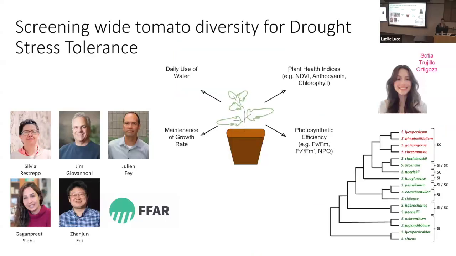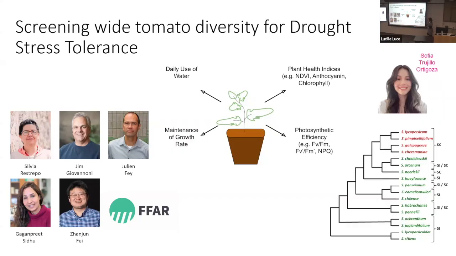The other thing that I want to just briefly mention, it's happy news. Recently, we have been awarded, together with a bunch of really amazing collaborators from BTI, this FFAR grant. So we've got Sylvia Restrepo, Jim Giovannoni, Julian Fay from our technology transfer office, Gagan from Myogenics, and Zhang Junfei is really the lead brain in here. And basically what we're going to do is screen the wide tomato diversity panel for drought stress tolerance. So Sylvia is going to do that for abiotic stress. I'm really going to talk only about the drought because that's what I know.